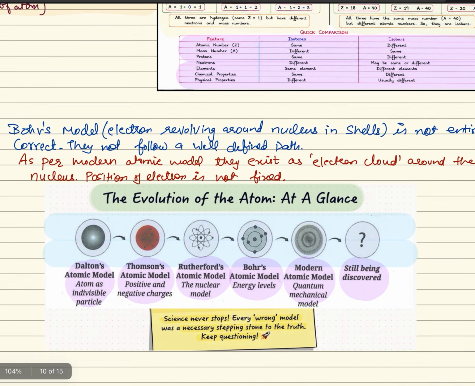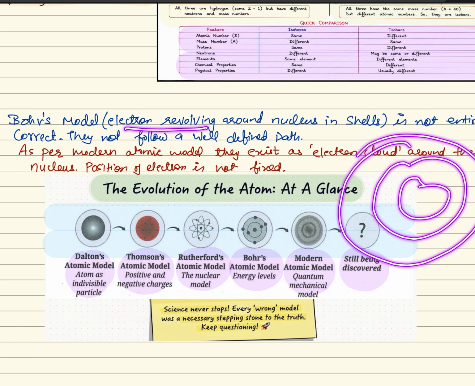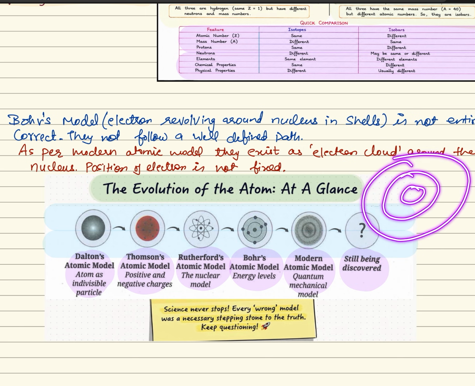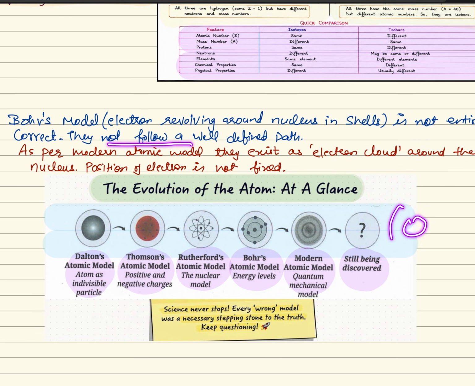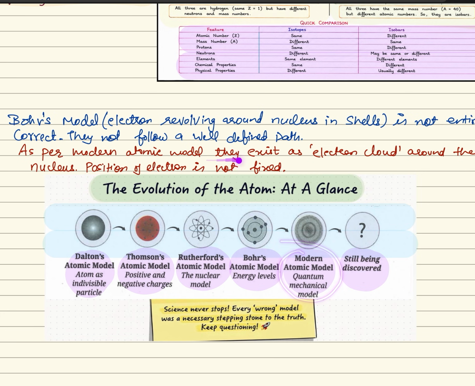Yeah, last, the Bohr model was the last model that we studied in this chapter. After that we have the modern atomic model, which you will study in next classes. In the Bohr model, electrons revolve around the nucleus in shells. This is also not entirely correct, because electrons do not follow a fixed path in an orbit. As per the modern atomic theory, electrons exist as an electron cloud. Can you see the electron cloud? It means their position is not fixed in an orbit. So this theory is also not exact, and more theories will come as scientists keep researching. So this chapter is finished.